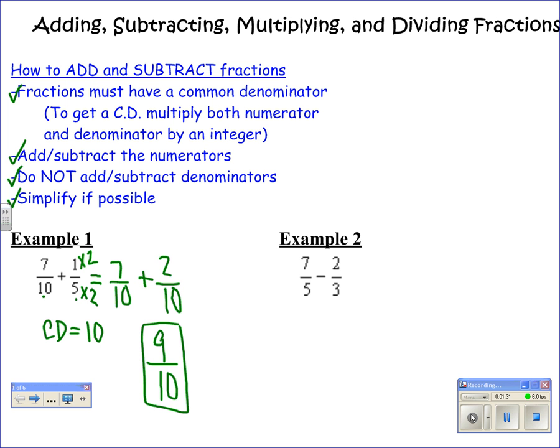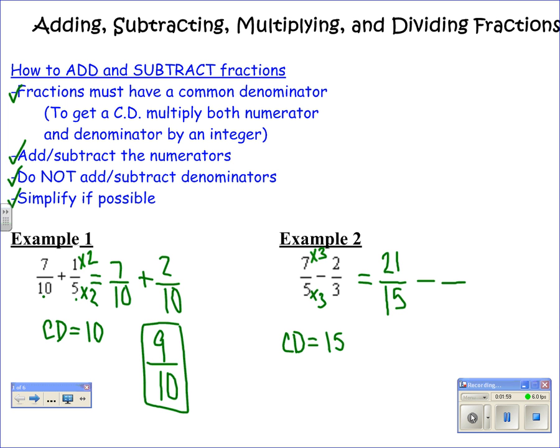Example 2, a subtraction problem. The common denominator of 5 and 3 would be 15, because both 5 and 3 can divide into 15. To get 5 to become a denominator of 15, I would have to multiply 5 by 3. Therefore, I need to multiply 7 by 3 also. 7 times 3 is 21.